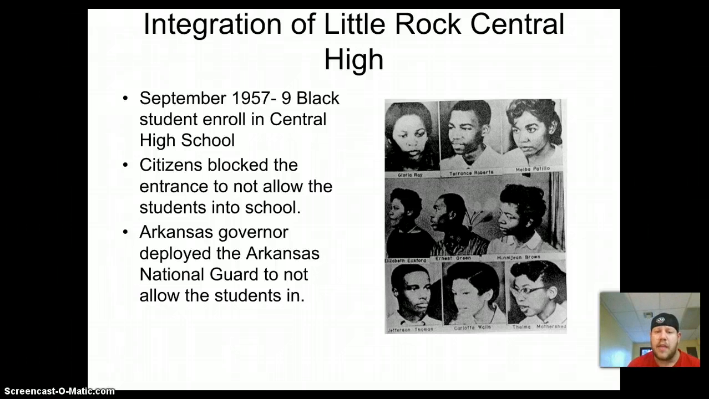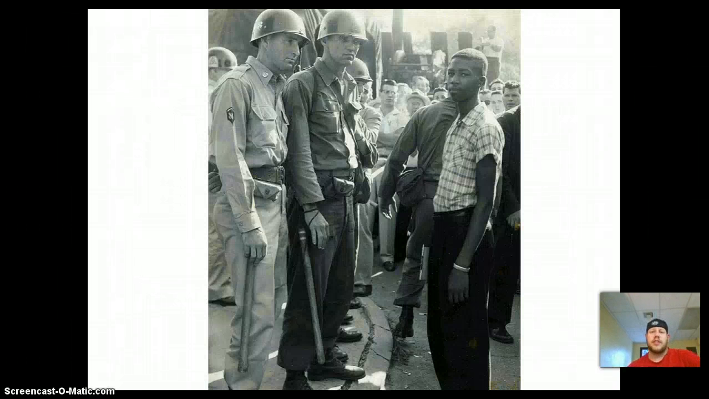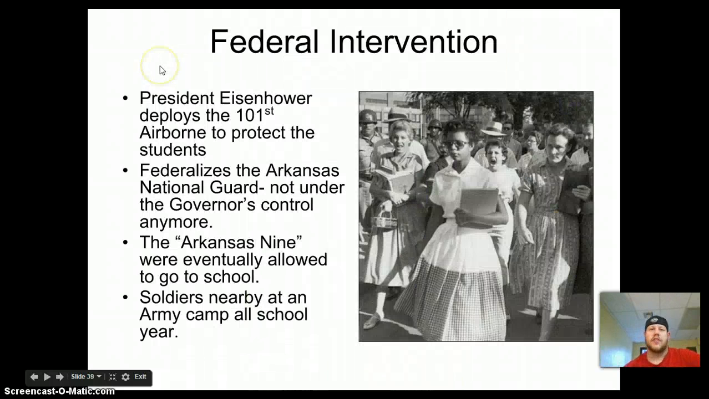I mean, the Arkansas governor actually had to take the National Guard and deploy them to not let the students into the school. So the state actually sent the military in to make sure these kids didn't come into school. Here's an example. Here's Ernest Green, a young man. Here are the soldiers from the National Guard blocking off the school.